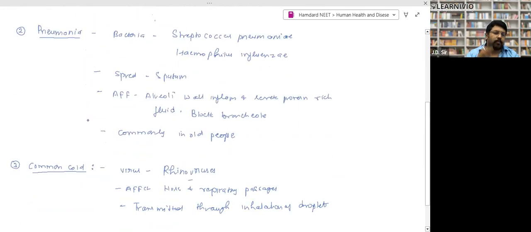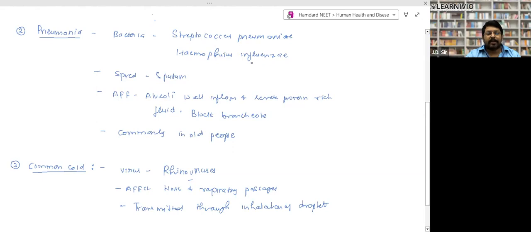Pneumonia. You must have heard of this disease. Pneumonia is also caused by bacteria. The causal organism is the bacterium Streptococcus pneumoniae. We have studied this bacterium in the chapter on molecular genetics as well. It is an experimental organism as well. And the second one responsible for it is Haemophilus influenzae.